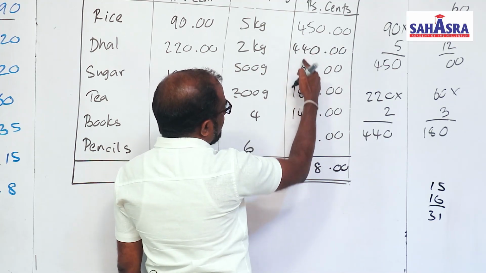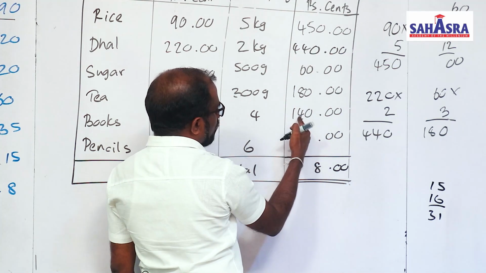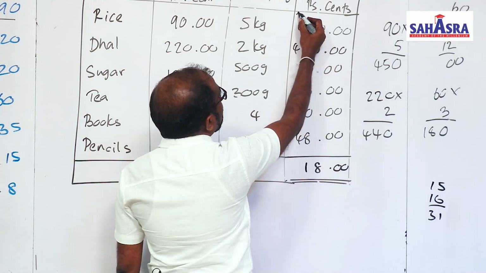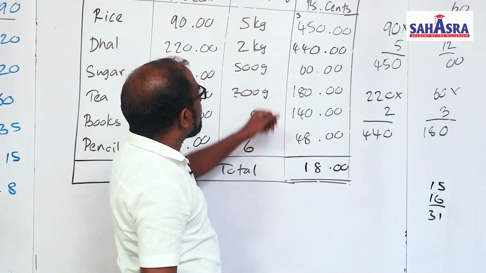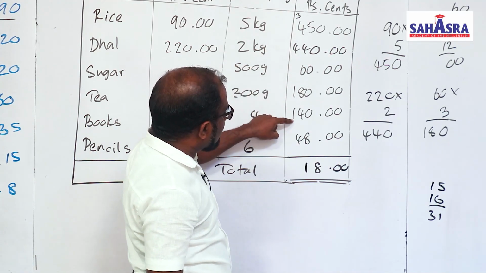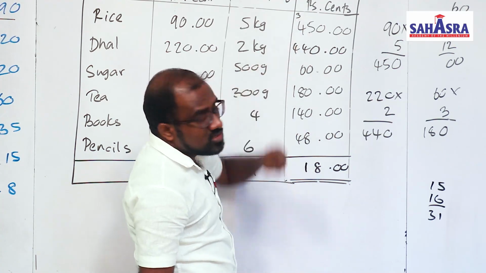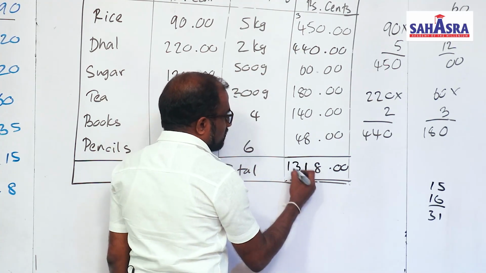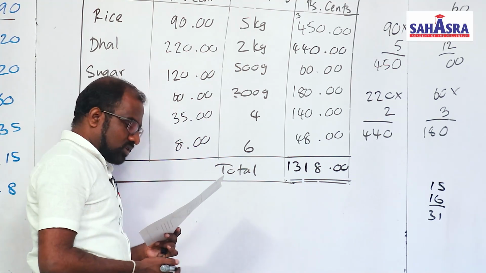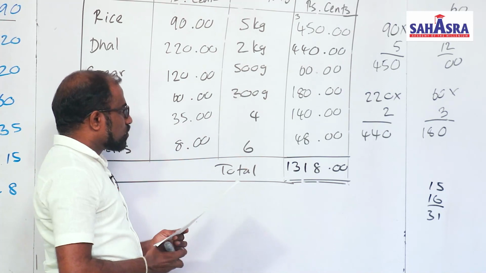5 and 4, 9. 9 and 6, 15. Correct. 8 and 4, 12 and 4, 16. So 1 here, remainder 3 comes to the 100 column. Then 4 and 4, 8. 8 and 1, 9. 9 and 1, 10. 10 plus this remaining 3, 13. The total value you have to pay to the shop is 1,318 rupees. So that's it.